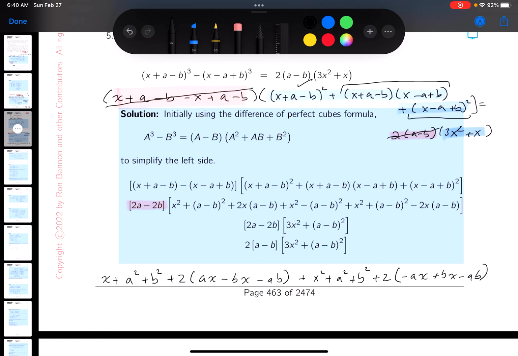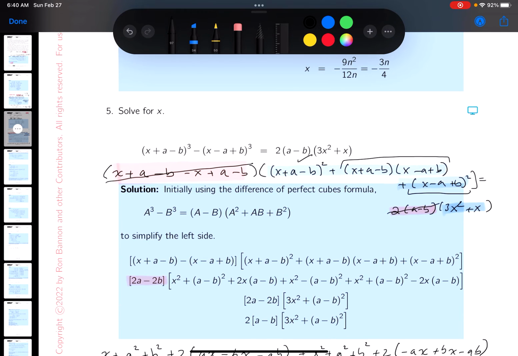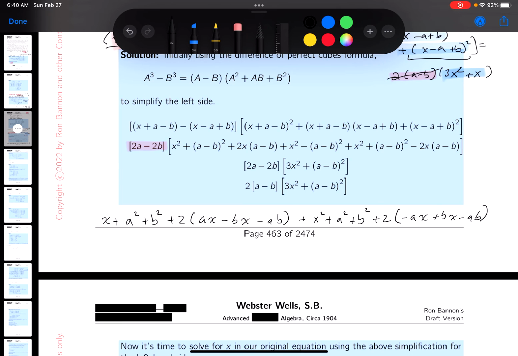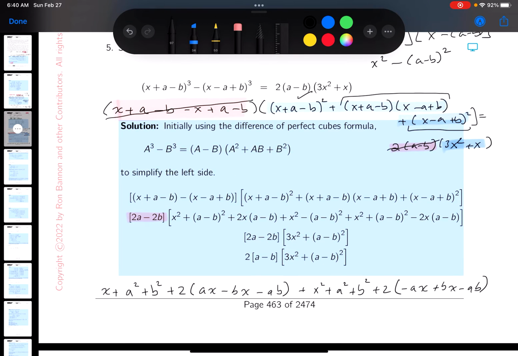I'm going to write this a little bit different. I'm going to write it as x plus a minus b times x minus a minus b. That will be x squared minus a difference of perfect squares, right? Well, it's relatively simple to write down. It's a lot of work, though, isn't it? So let's write that down. That's going to be x squared, and then you get minus a squared minus 2ab plus b squared.